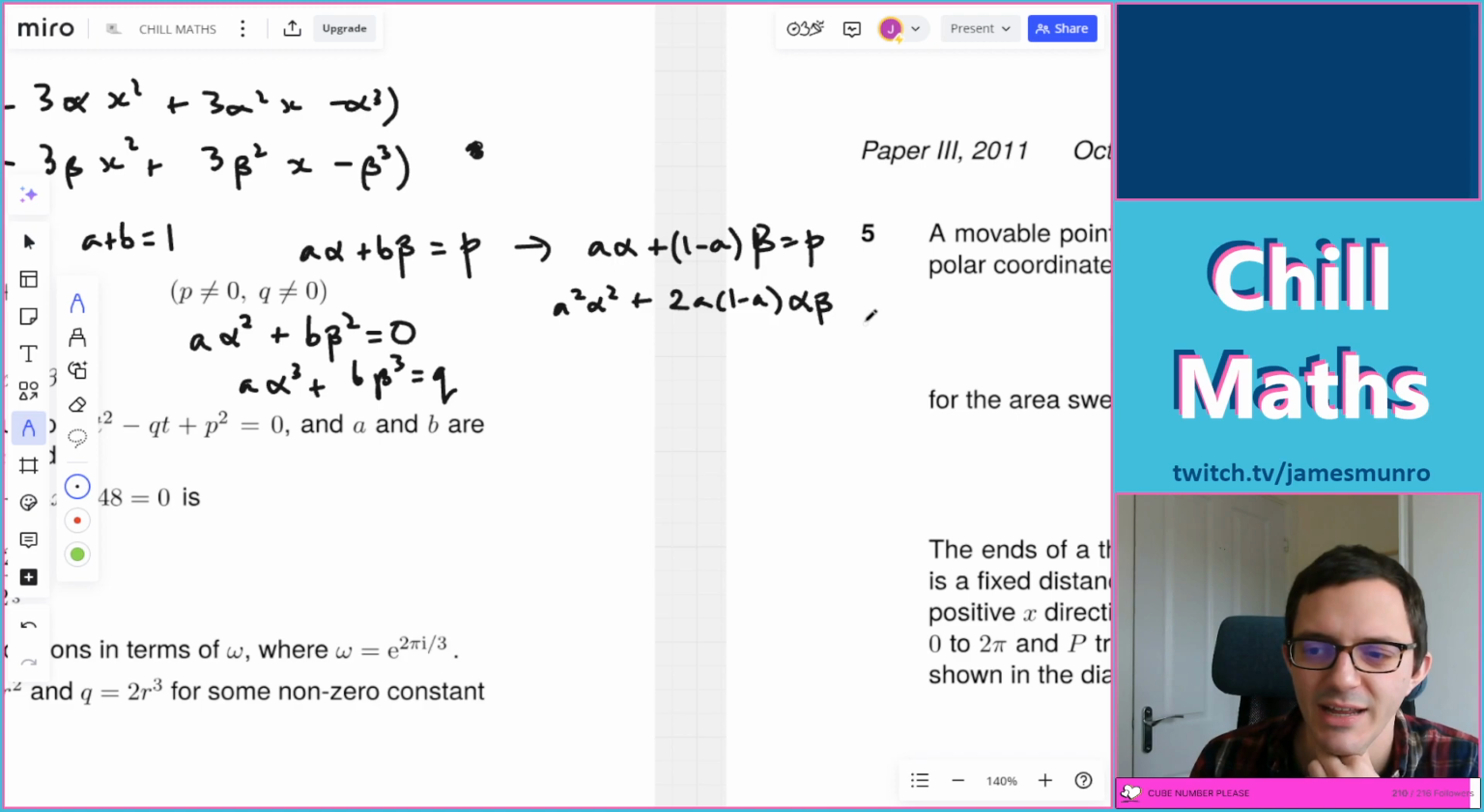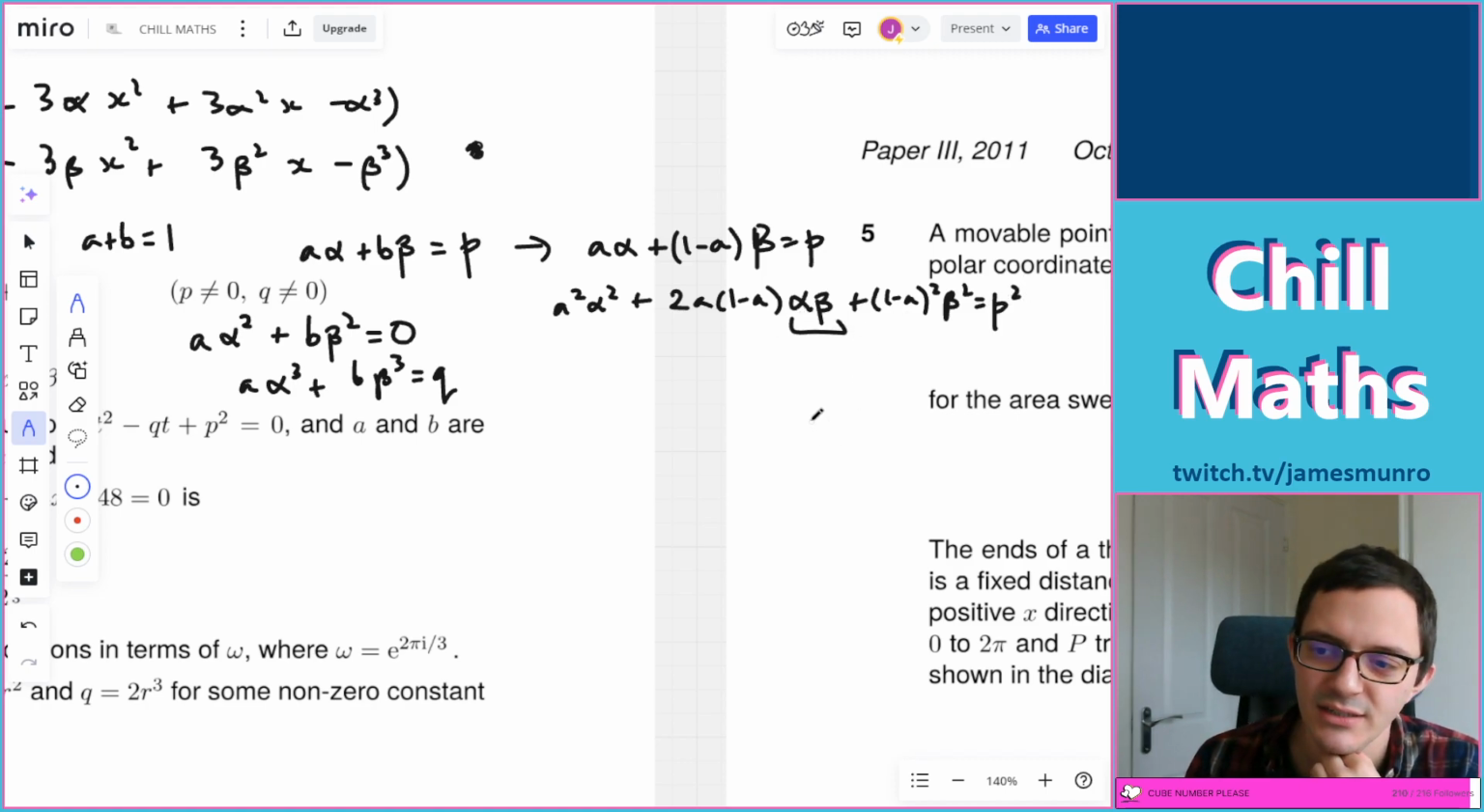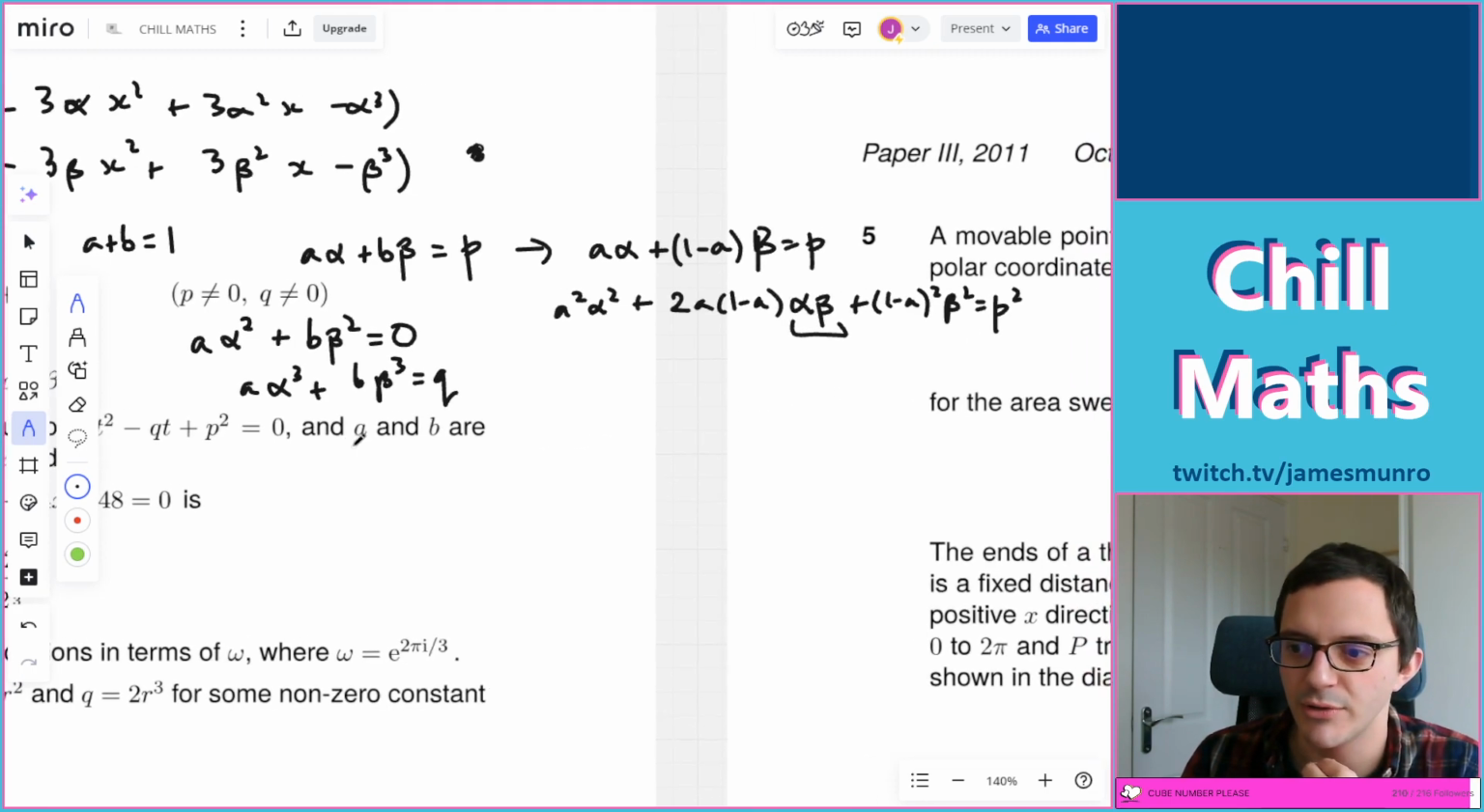Maybe I should solve for A first. This is looking awful. I was hoping this would just tell me something about alpha beta in terms of p squared, because I strongly suspect that the product of the roots is just p.